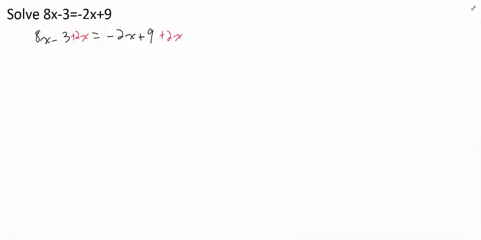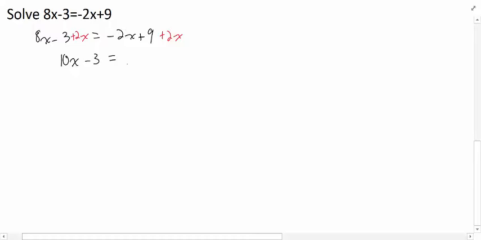Then when I combine the like terms, 8x plus 2x is 10x, and the minus 3 is still there. On the right-hand side, minus 2x plus 2x is 0x. The 9 is still there. And so now I have an equation with x on one side only, so I'll have no issues with isolating the x.